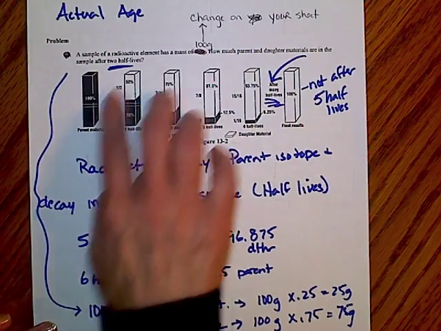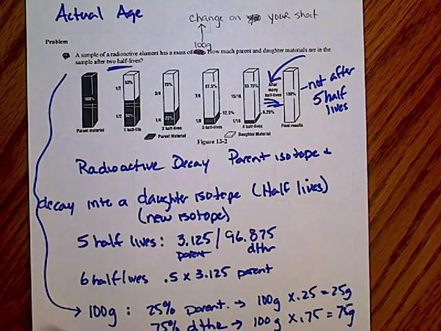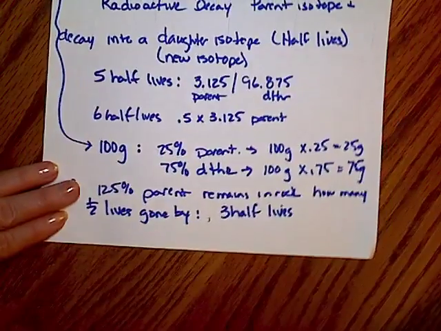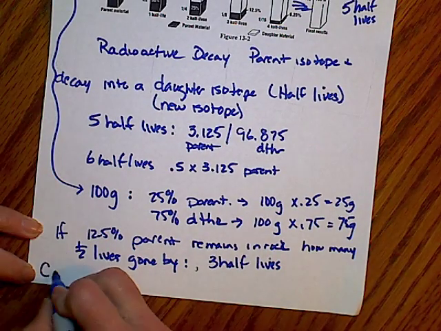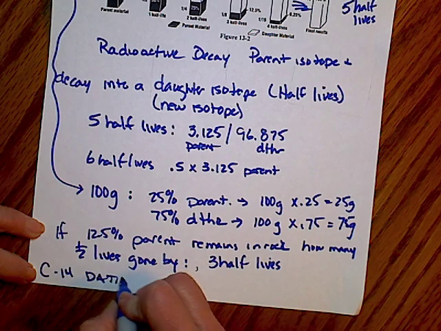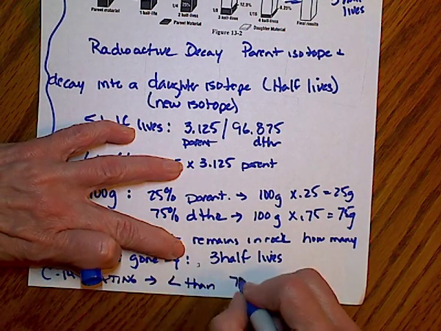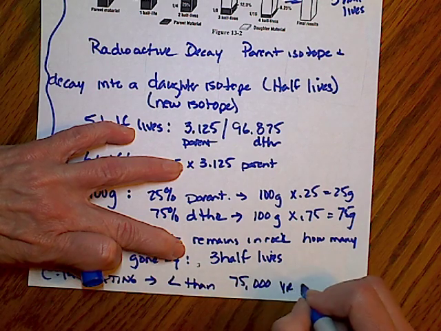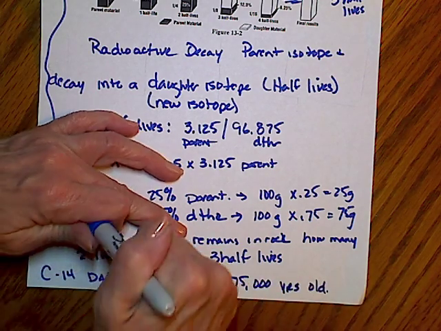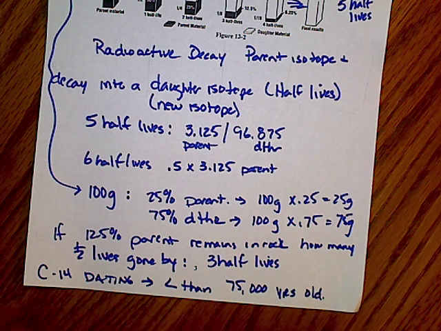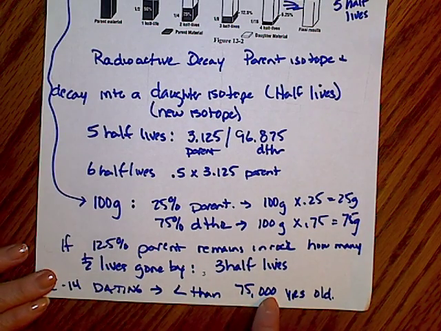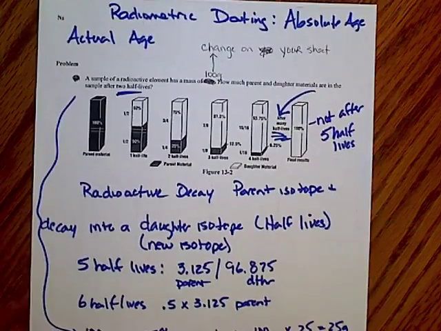So whatever you're going to use to date needs to have broken down in that time period. So for example, carbon-14 dating is really used well for items less than 75,000 years old, because by then we start to run out of material. So for example, if I wanted to date the age of the Earth, I would not use carbon-14 because we know that it's much older than 75,000 years old. Okay, I hope that helps you get started.